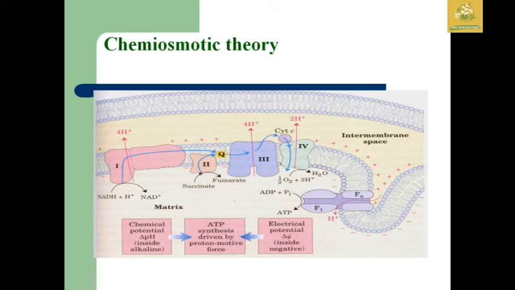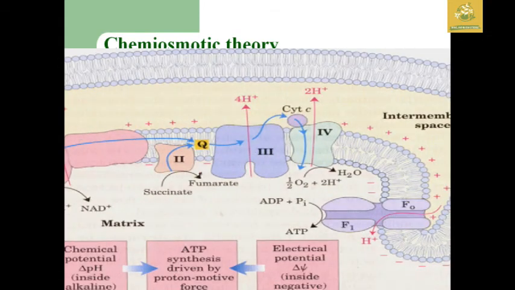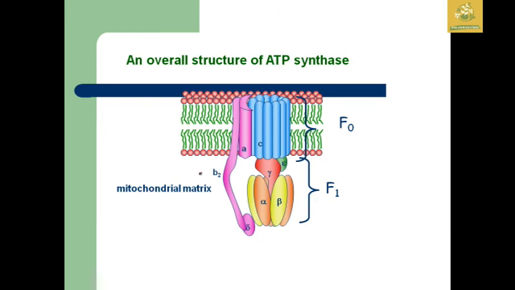So ATP synthesis is driven by a proton motive force to form ATP in the mitochondria. That is how the reaction occurs. This is the overall structure of ATP synthase, in which F0 is the pore where ADP and Pi enter, and F1 is the place where ATP is produced and formed in the mitochondrial region.